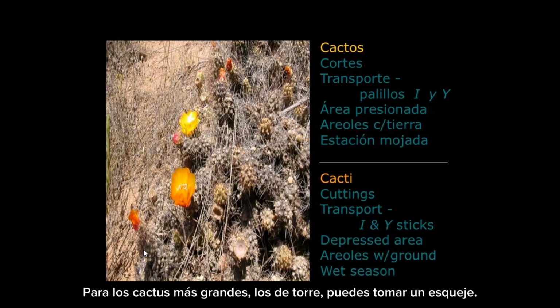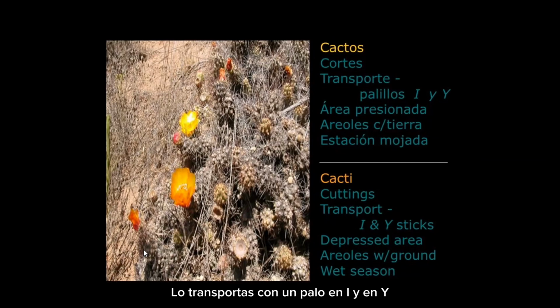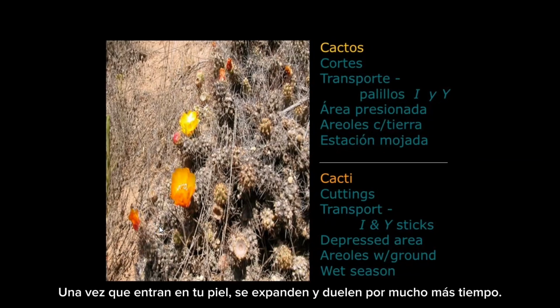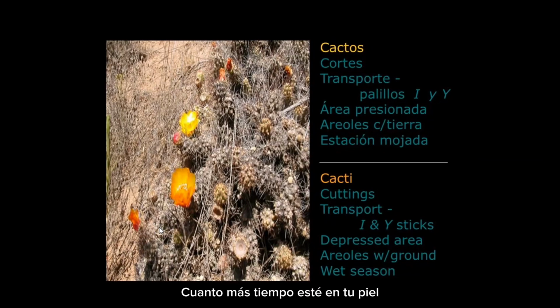For the larger cacti, the tower ones, you can take a cutting, you transport it with an I and a Y stick because you don't want to get stuck with the cactuses. Most of them are okay to get stuck with. Big ones are okay. These little ones, they have some kind of barbed stuff or something. I don't know. Once they get in your skin, they expand and it hurts so much longer. The longer it's in your skin, the harder it is to get it out, and it hurts.